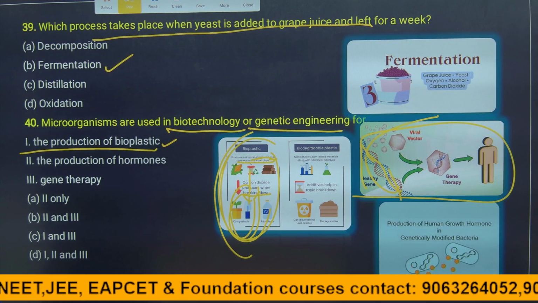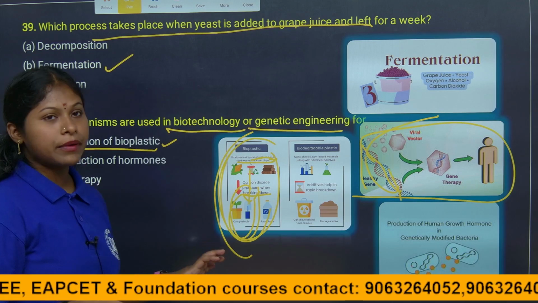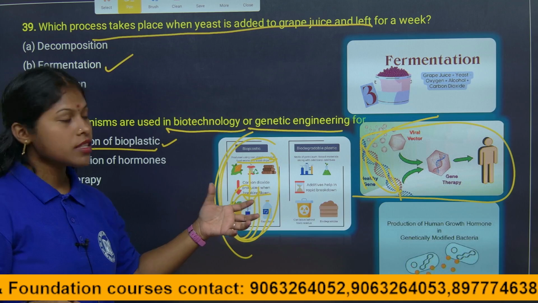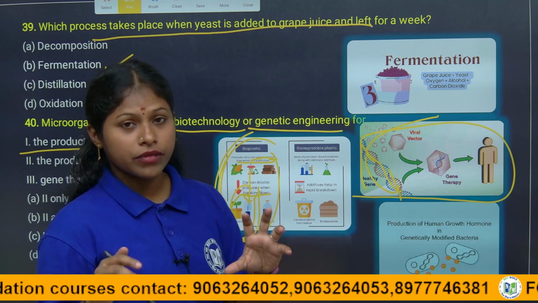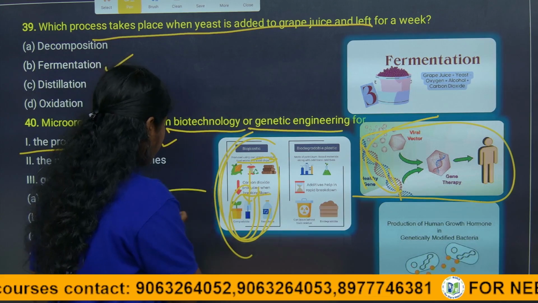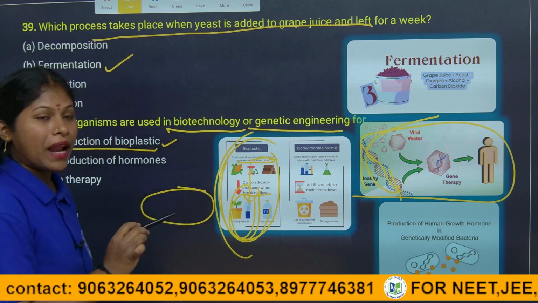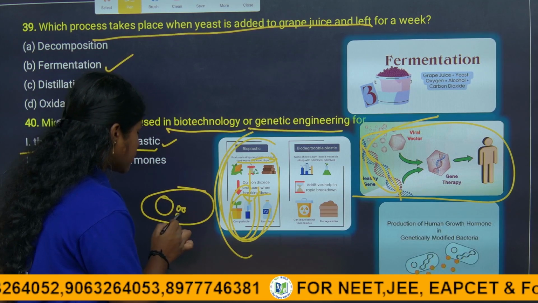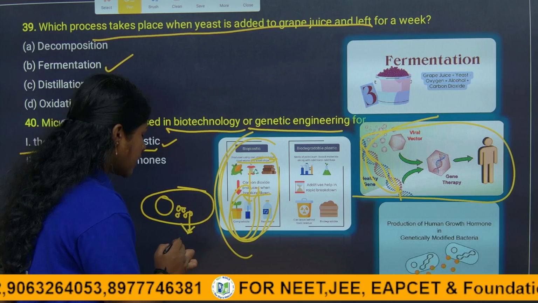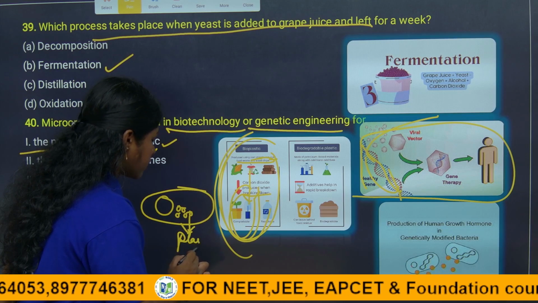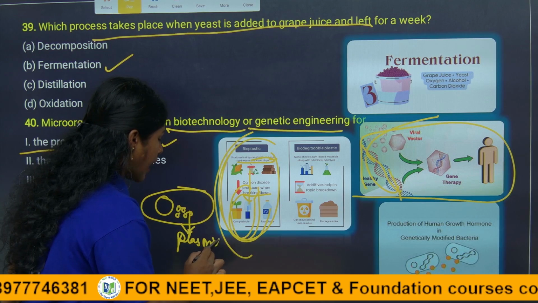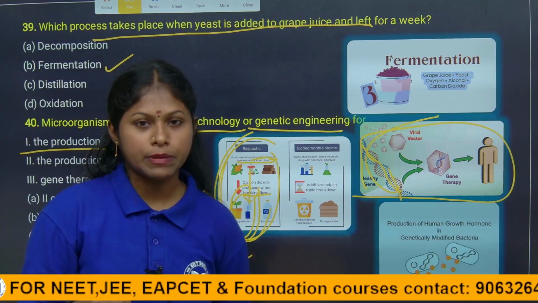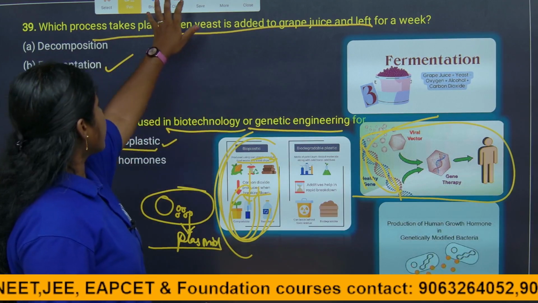So production of hormones happens through biotechnological processes, when they alter the plasmids. Plasmids, children, are the round circular structures present in bacteria, which are used to make hormones, antibiotics and all that, which are useful for humans mainly. So these three are useful.